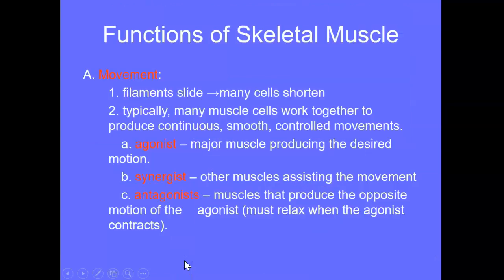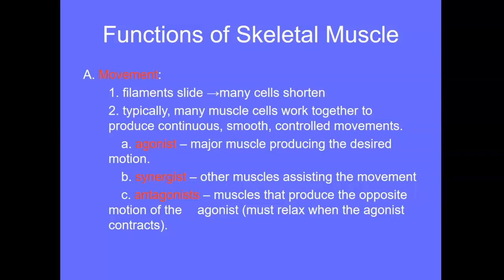All righty. So the functions of skeletal muscle, basically what do they do? They allow for movement. The filaments, the actin and myosin filaments, slide past one another to allow muscles to shorten. And as the muscles shorten, they do work. They produce continuous, smooth, controlled movements, all right? Hopefully they're smooth and controlled movements. There are different roles that a muscle may play depending on what part of the limb is being moved.